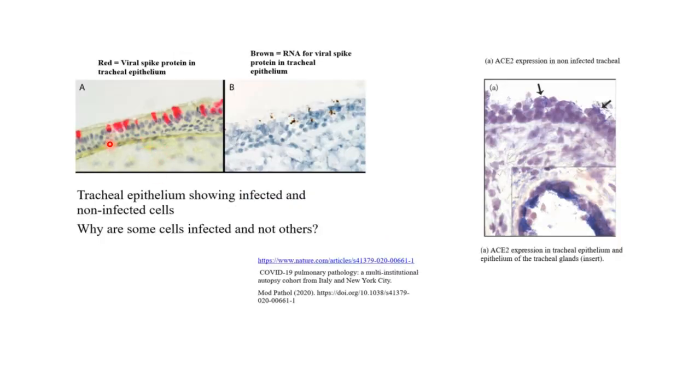So here we have tracheal epithelium showing infected and non-infected cells. So here it is infected cells staining red and non-infected cells. Same with RNA for viral spike protein in tracheal epithelium. Some cells have viral RNA, others don't. So why are some cells infected and not others? If you look at ACE2 expression in non-infected trachea, again it is sparse.